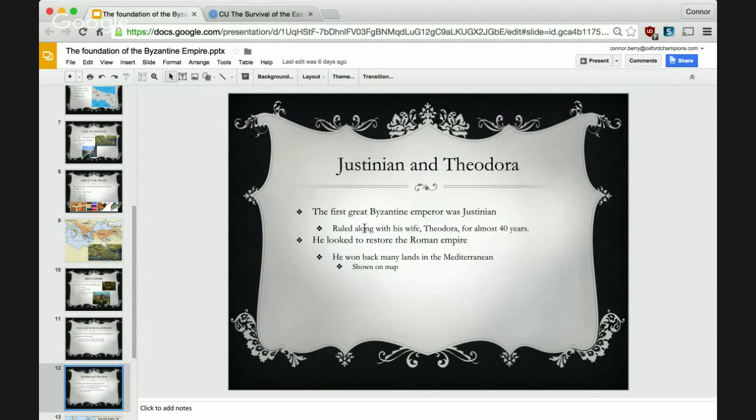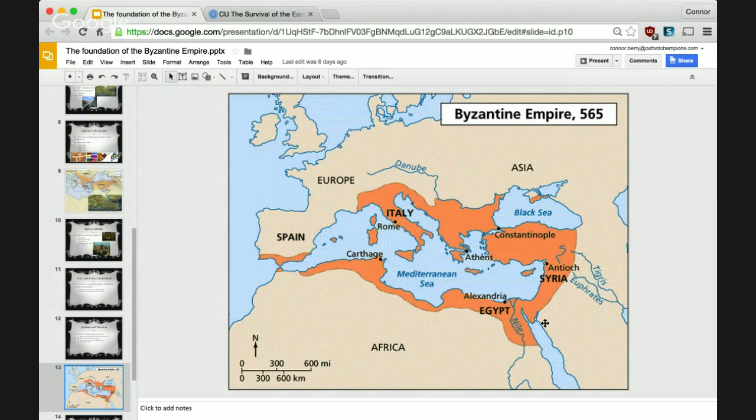He ruled with his wife Theodora, and his goal was to try and reconquer the Roman Empire. He wanted the Roman Empire back, very much like me. He really liked the Roman Empire and really wanted it back. As you can see right here, during his reign he actually took over all of Italy, all of this side right here, into Spain even, and took back a lot of the territory. He had a lot of military campaigns that went out to do that.